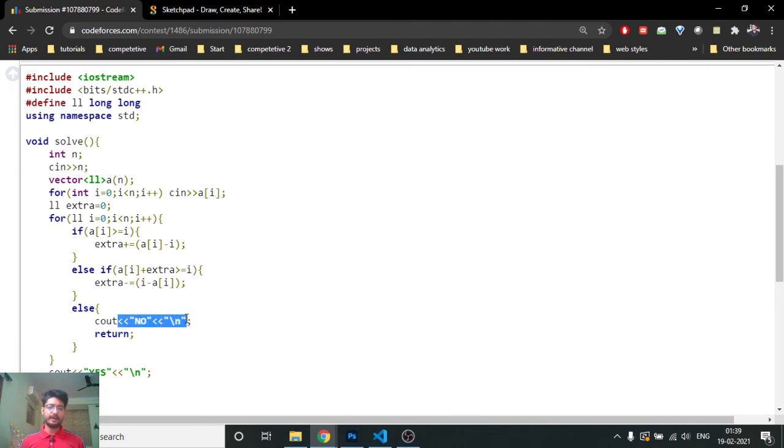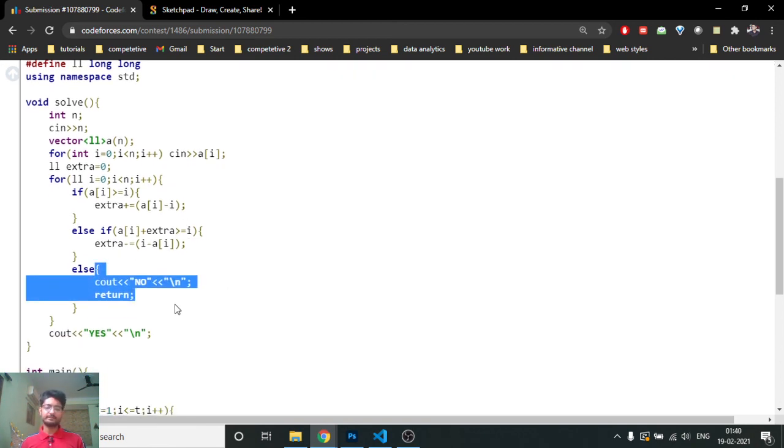Else, if even after adding the extra values and the ai values I cannot make up to i, then the answer is obviously no. And if I iterate over the whole for loop without hitting this condition, the answer is yes, because I always have a sufficient number of balls or blocks to make the stack equal to the ith value. I hope you understand the logic and the code for this problem.